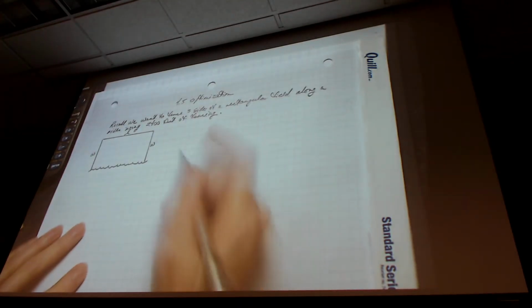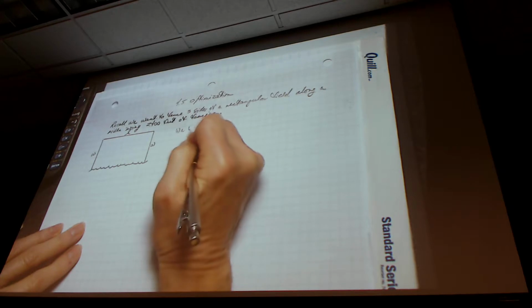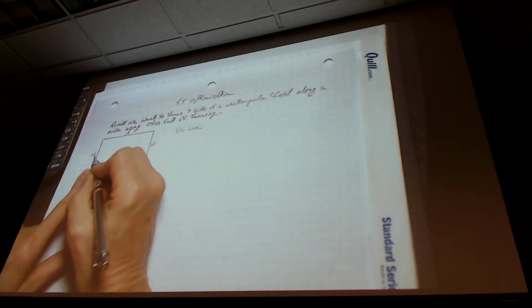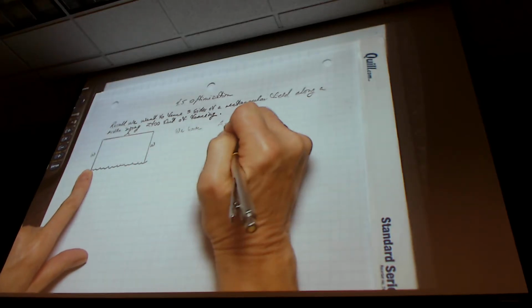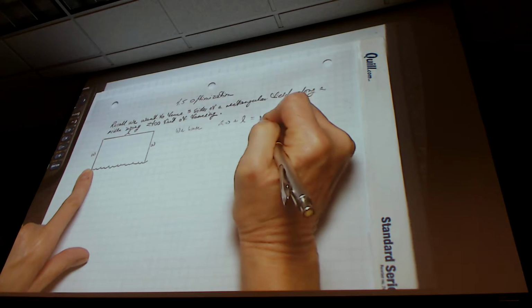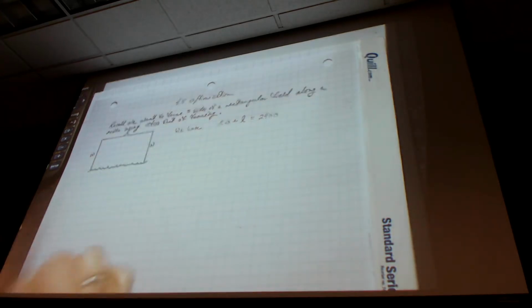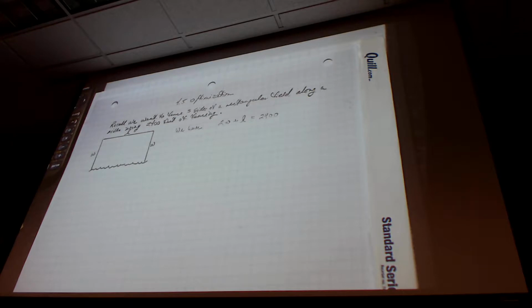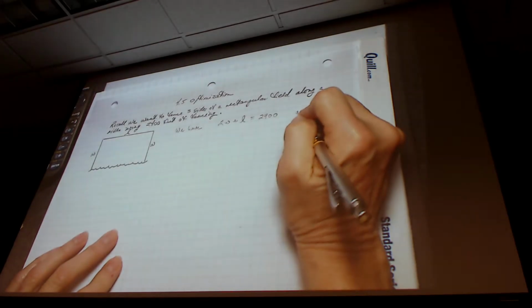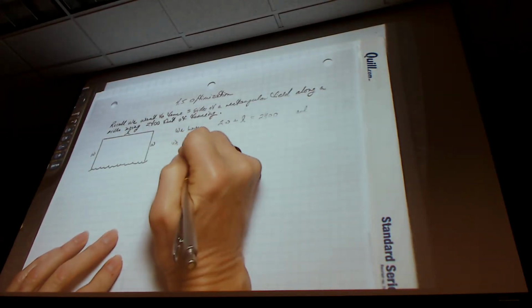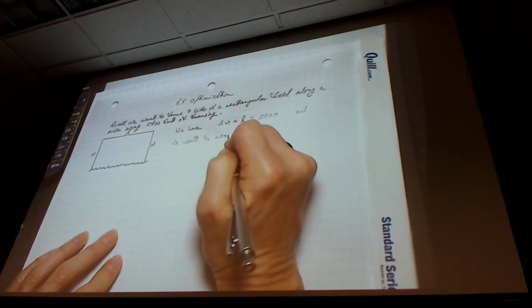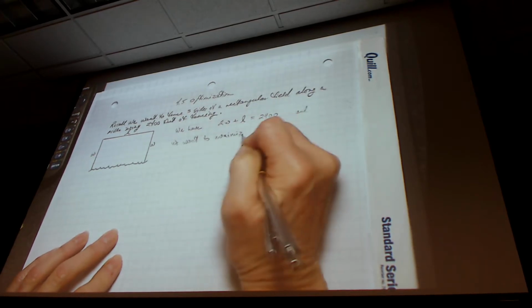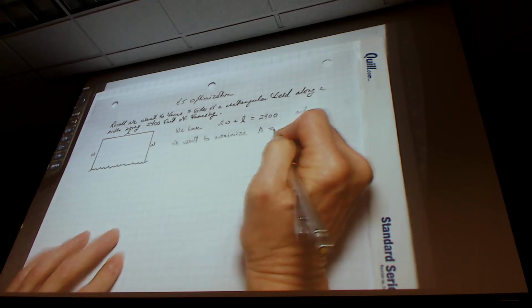let's see what we have. We have 2W plus L is our 2,400 feet of fencing. Now that is fixed, isn't it? And we want to maximize the area. Well, area is length times width, as I said.